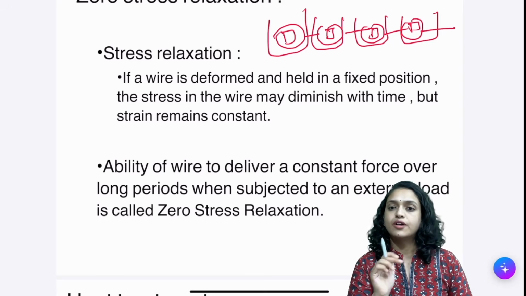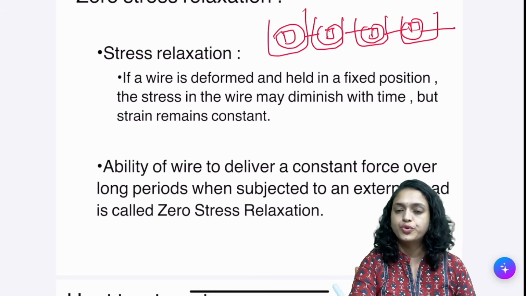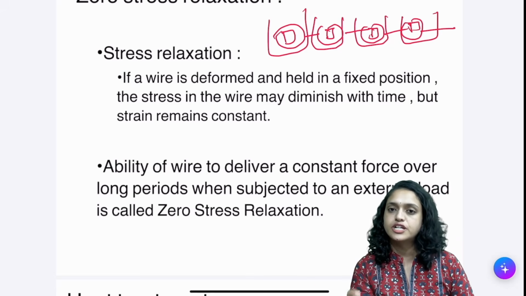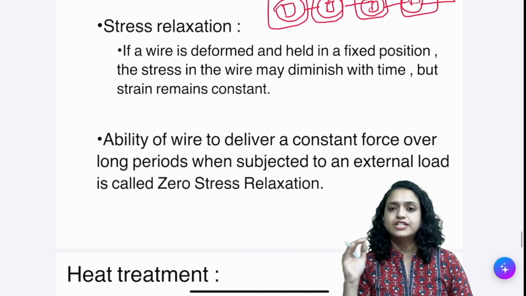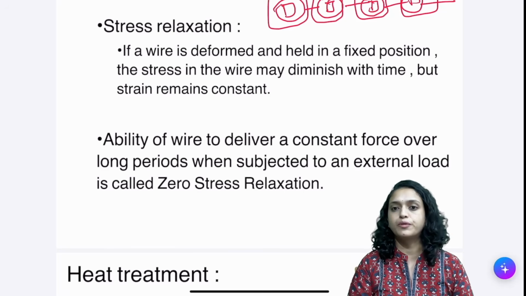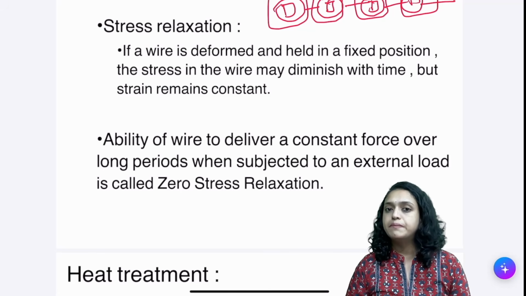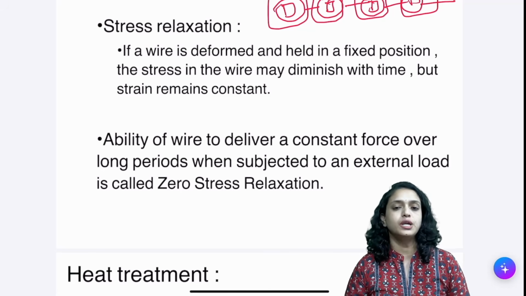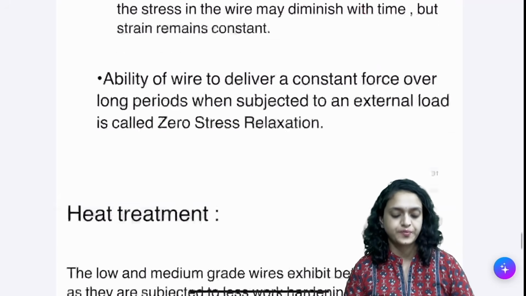But an Australian orthodontic arch wire, when engaged into the tooth, will constantly produce the same amount of force as and when it is activated. So the force does not diminish over time. That is a very important property of this Australian orthodontic archwire. Again, I repeat, zero stress relaxation is a very important property of the Australian orthodontic archwire, also known as AJ Wilcock archwire.